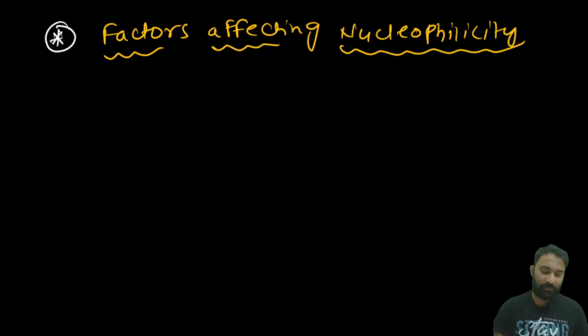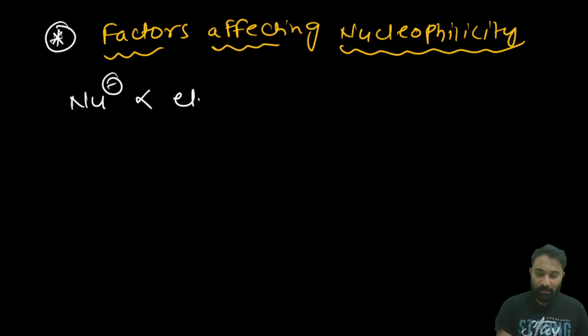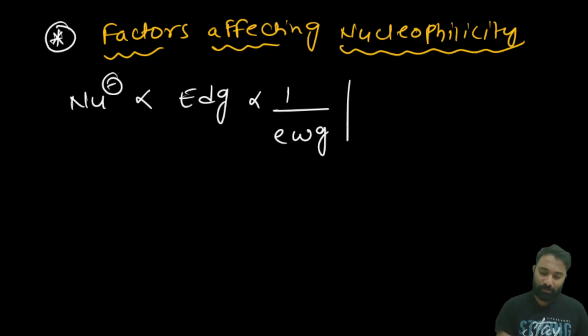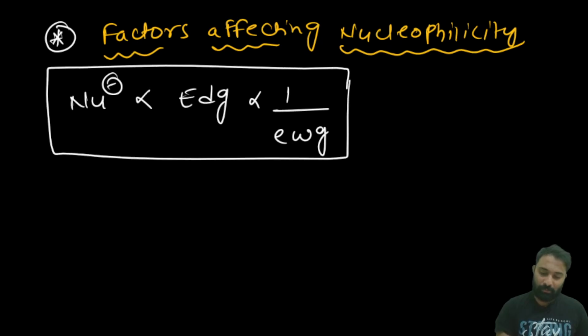Now what are the factors affecting nucleophilicity? First, nucleophilicity is directly proportional to the electron donating groups, and inversely proportional to the electron withdrawing groups. This is one key point you have to remember. Clear? This is one key point you have to remember. Done.